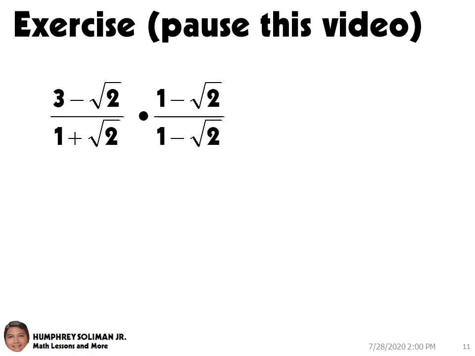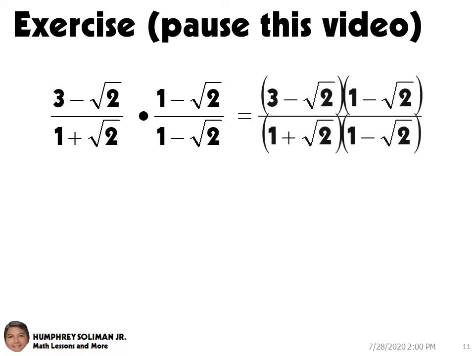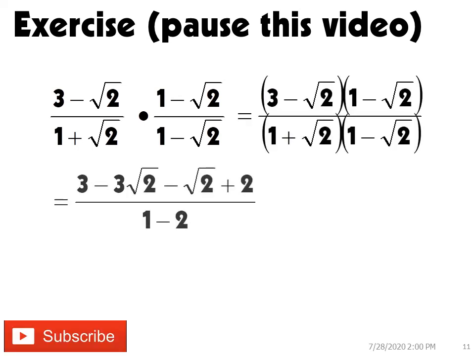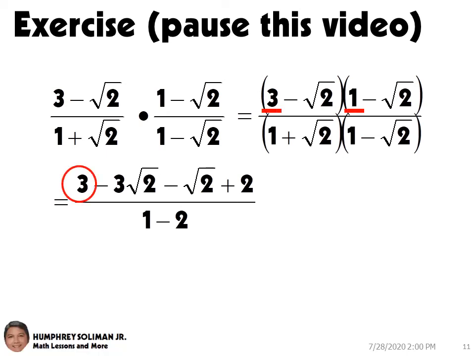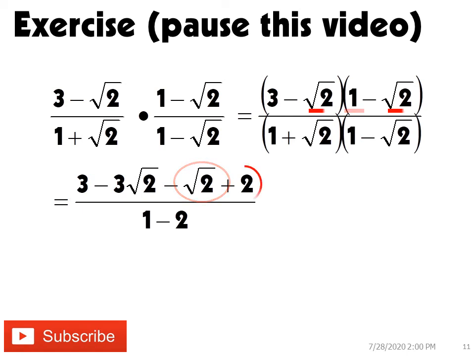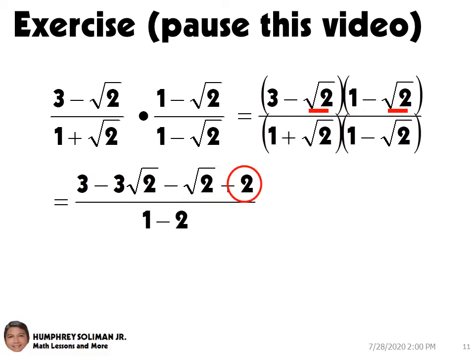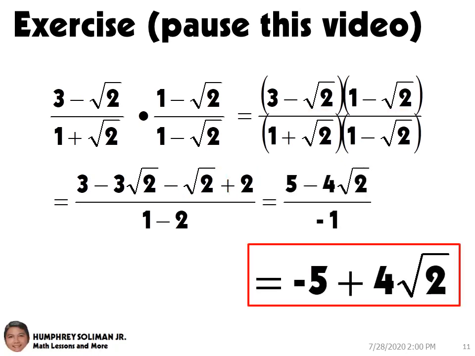We will multiply this with the rationalizing factor. The conjugate of the denominator is 1 minus square root of 2, on the numerator and denominator. In multiplying the numerator, we will use the FOIL method. Multiply the first terms, outer terms, inner terms, and the last terms, while the denominator is the difference of two squares. We will then simplify, and it will give us the answer, negative 5 plus 4 square root of 2.